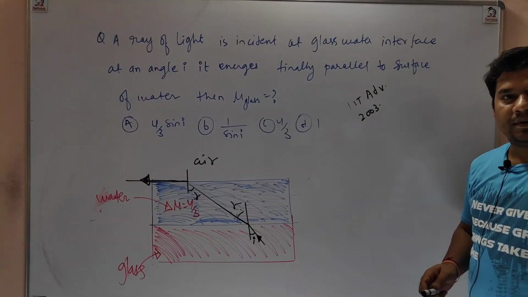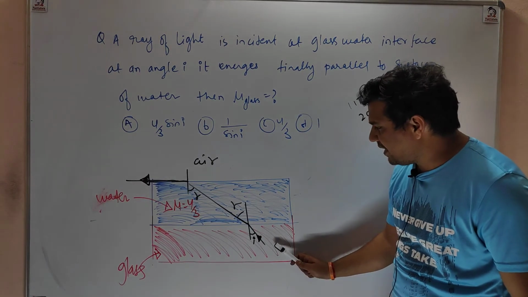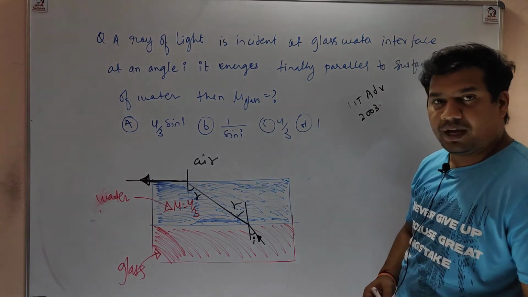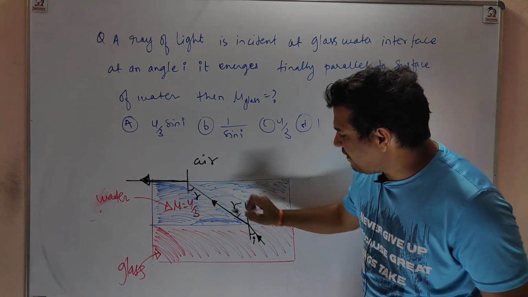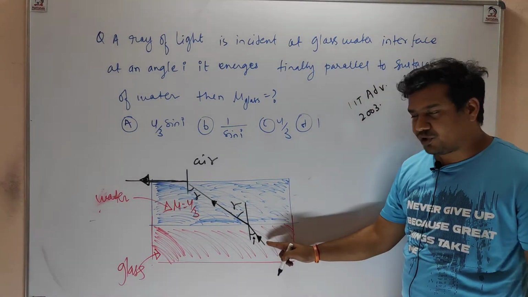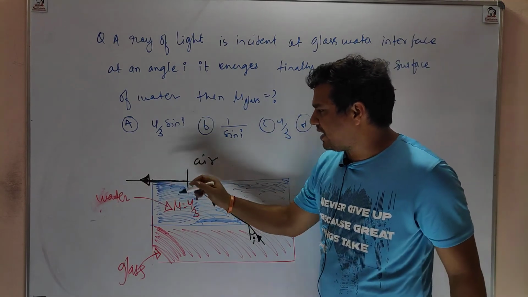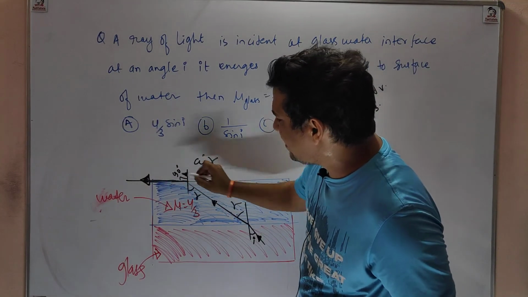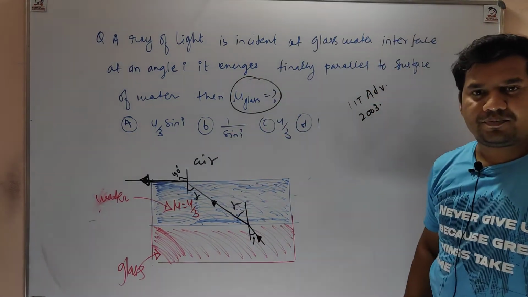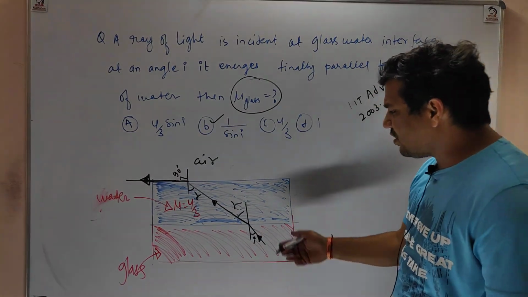As you can see, a light ray is right now in glass. It is moving from glass to water and then from water to air. The angle I is shown in the diagram of the question itself. And if the ray finally grazes the surface of water like this, then they want to know the refractive index of glass. The refractive index of glass is unknown. Okay, let's solve it.